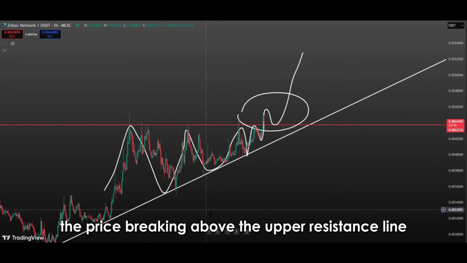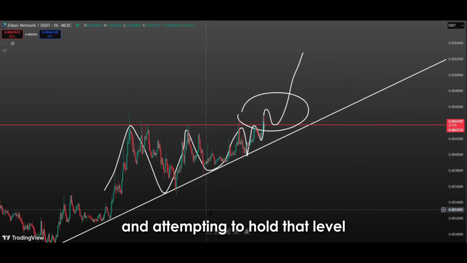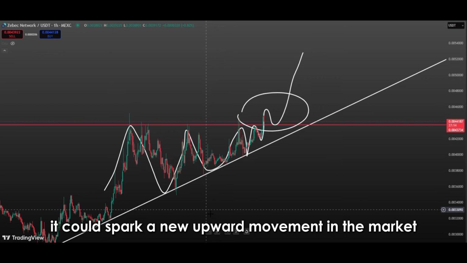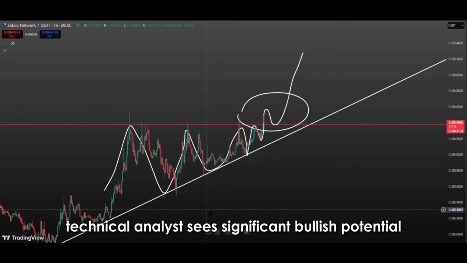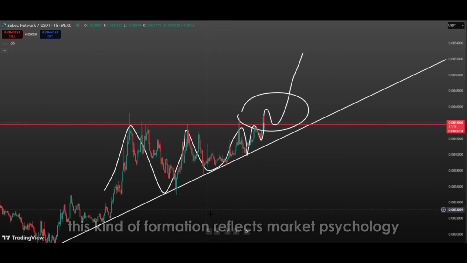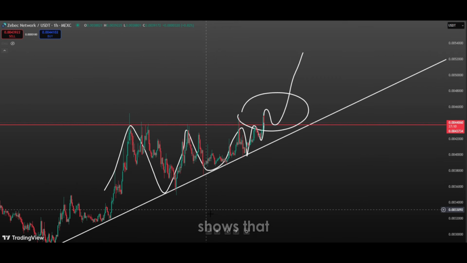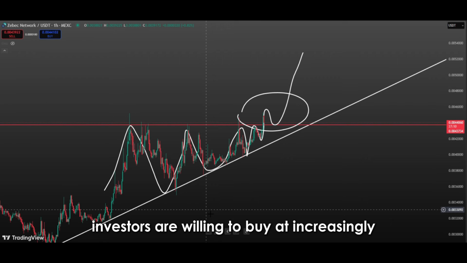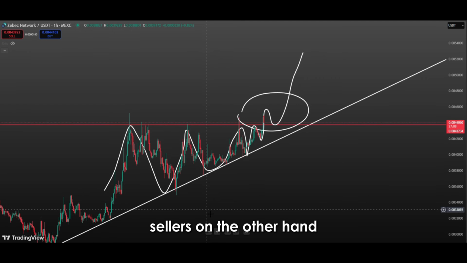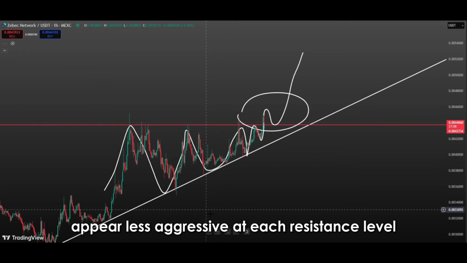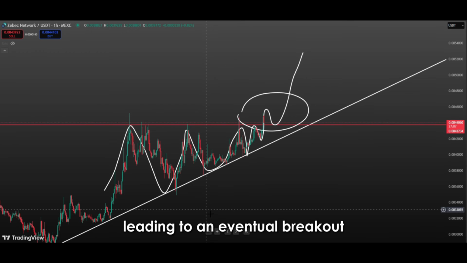Currently, the price breaking above the upper resistance line and attempting to hold that level suggests that buyers still have control. If the retest is successful, it could spark a new upward movement in the market. In this context, technical analysts see significant bullish potential. Moreover, this kind of formation reflects market psychology. The ascending triangle pattern shows that investors are willing to buy at increasingly higher prices, creating a sense of confidence in the market. Sellers, on the other hand, appear less aggressive at each resistance level, leading to an eventual breakout.